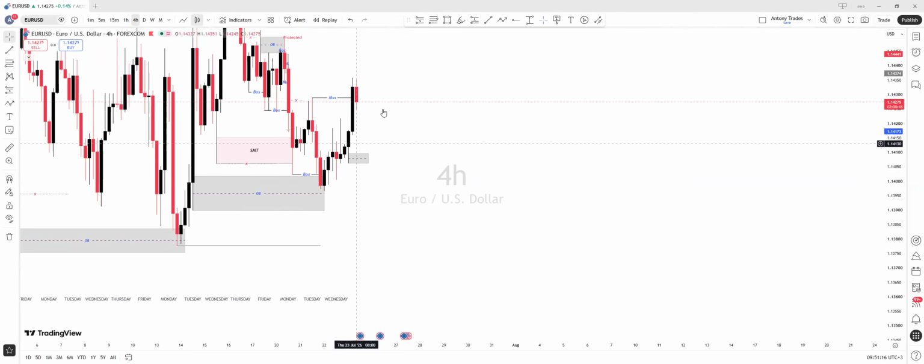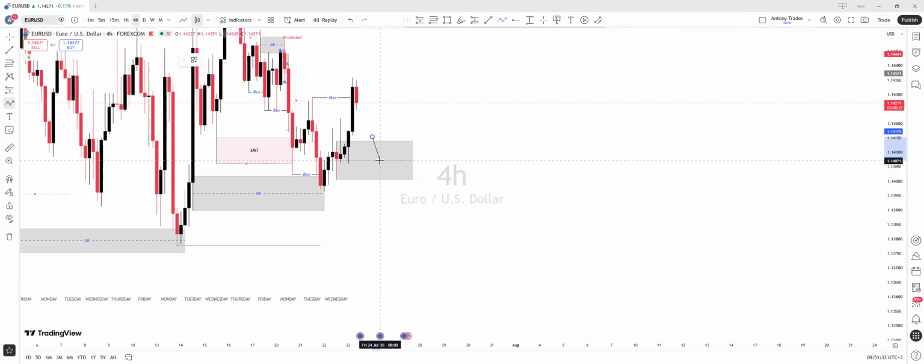Since we have this market structure shift, from the 4 hour time frame, if you wish, you can mark the whole of this candle. The last buy before the sale, the last sale before the buy becomes your order block, and you can see you have a fair value gap around this area. So this is what you are expected to see.